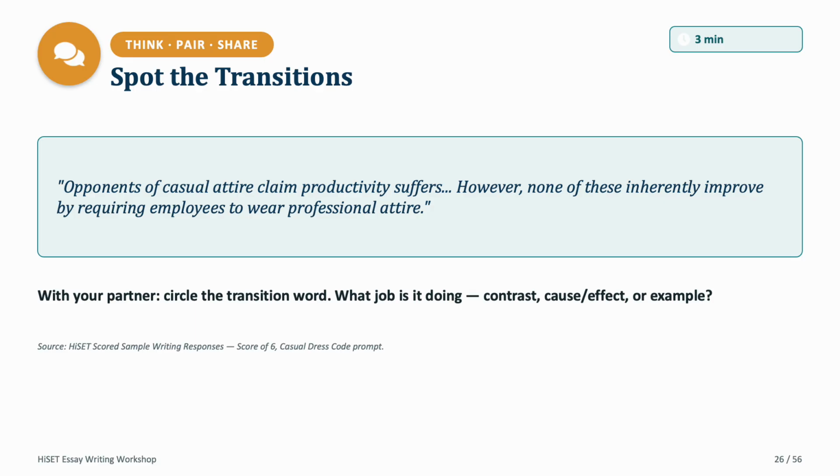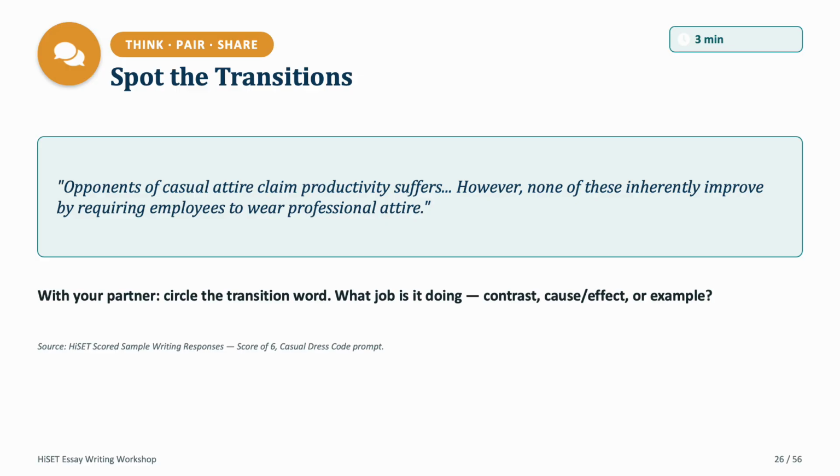Now let's practice. Read the sentence with your partner. Opponents of casual attire claim productivity suffers. However, none of these inherently improve by requiring employees to wear professional attire. Find the transition word. I'll give you a minute. What is it? If you said however, you're correct.